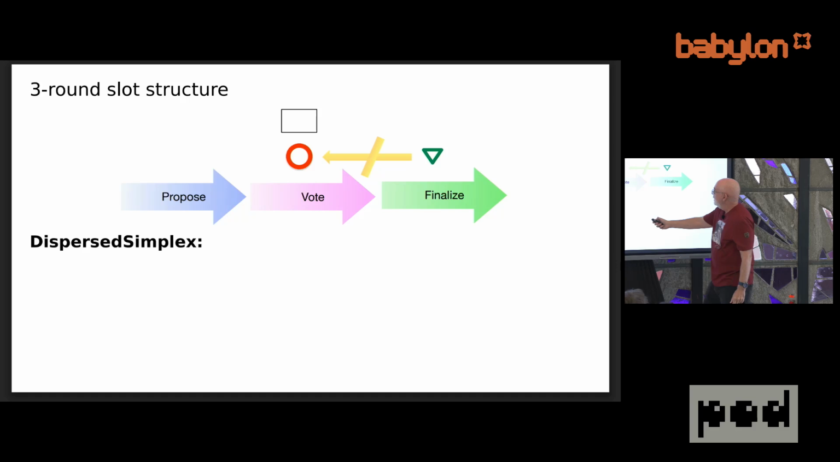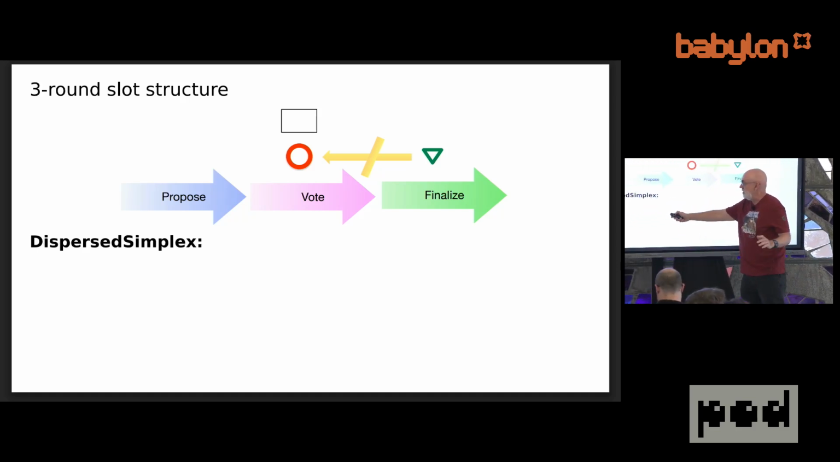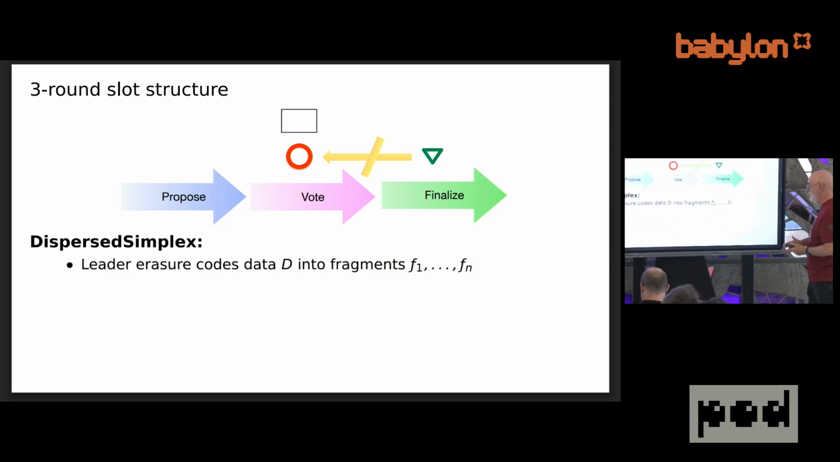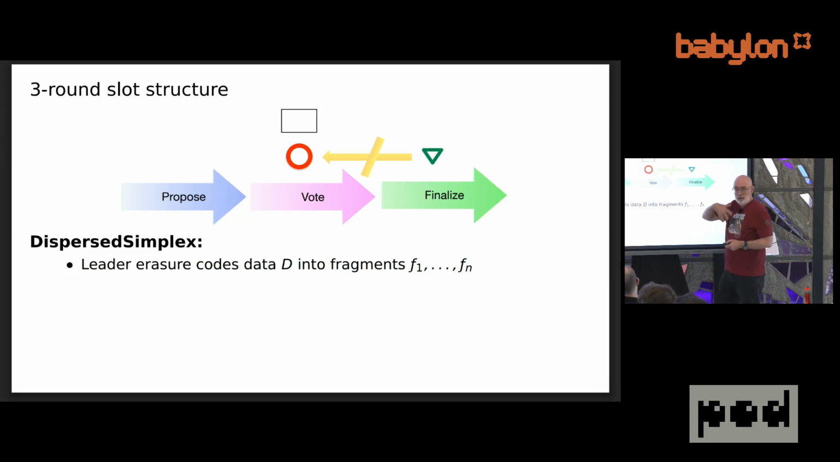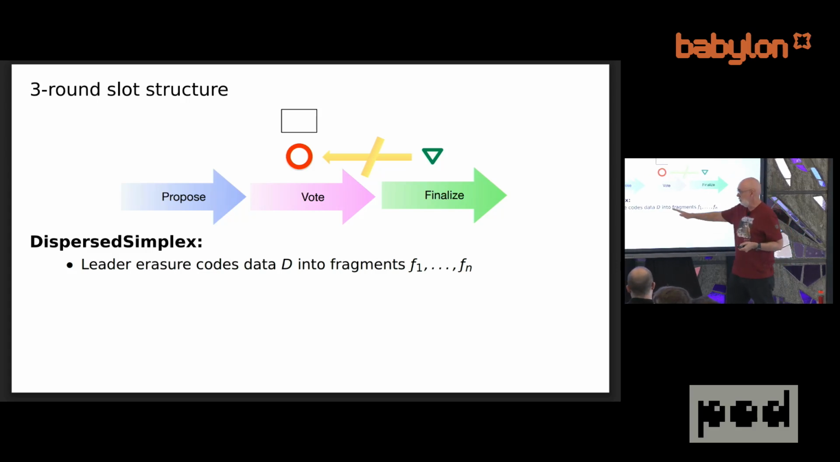Okay, so Dispersed Simplex is just a simple idea that I cooked up, kind of obvious, and I don't even think it's that great. But I said the leader can become a bottleneck in practice. So the obvious way to eliminate that bottleneck is to use erasure codes. If the block has some metadata, but then the transactions themselves form some big, 4 megabyte block of data, you're going to erasure code that up into n fragments.